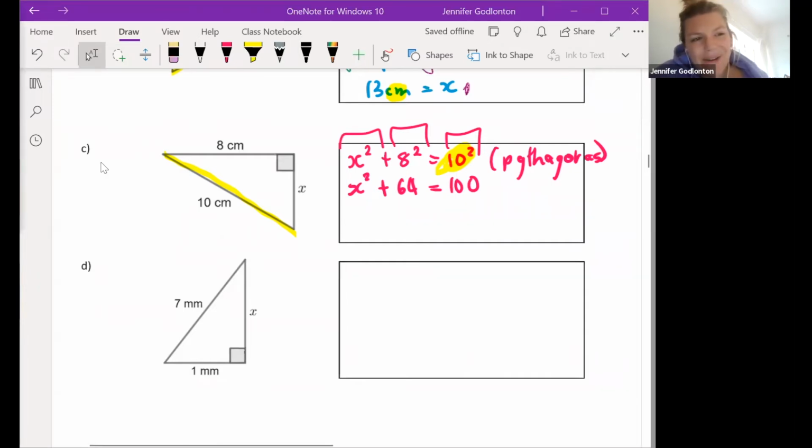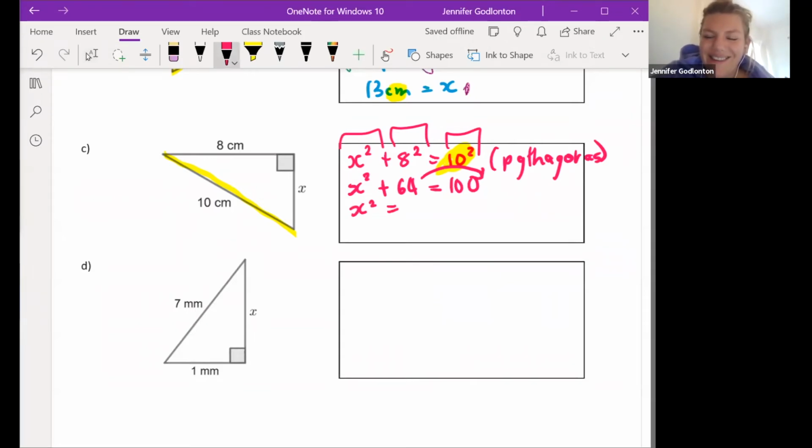Chikondi, can you tell me where I'd go to from here in this equation? Ma'am, you take the 64 over to the other side, and then you say 100 minus 64. Beautiful. And what does that give me?